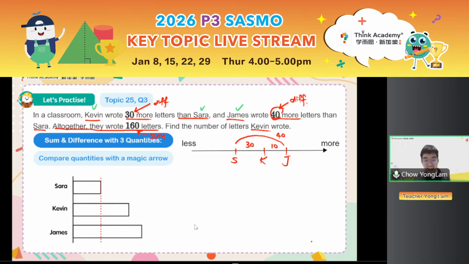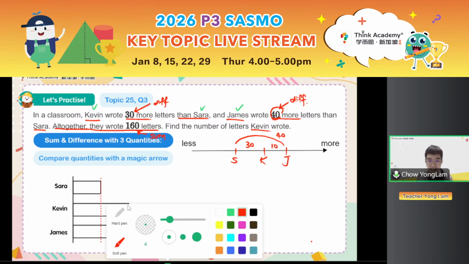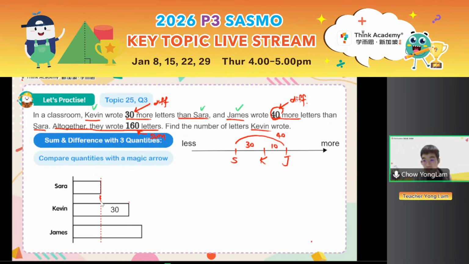Okay, and then we know that Kevin is 30 more than Sarah, right? Kevin, we compare with Sarah. When we draw out the difference, we tend to compare it with the shortest bar. So you see, Kevin and Sarah, I'm comparing this difference. Later, James and Sarah, I'm also comparing this difference. So this difference between Kevin and Sarah is 30. Now, what is the difference between James and Sarah? It will be James and Sarah. It will be 40. Right? James is 40 more than Sarah. The question also says that. So it's a 40.